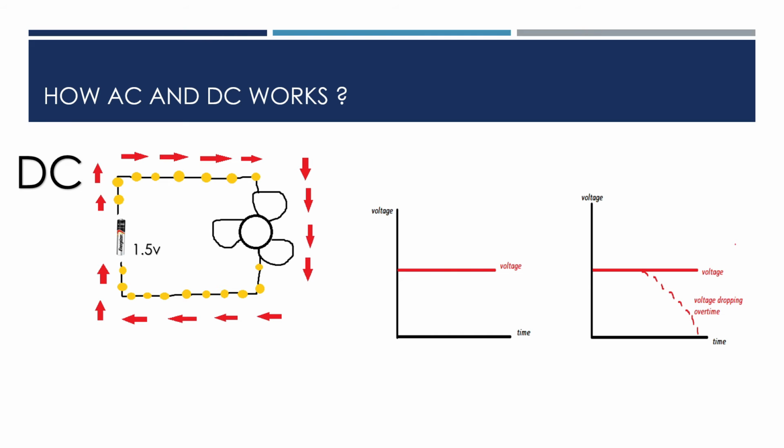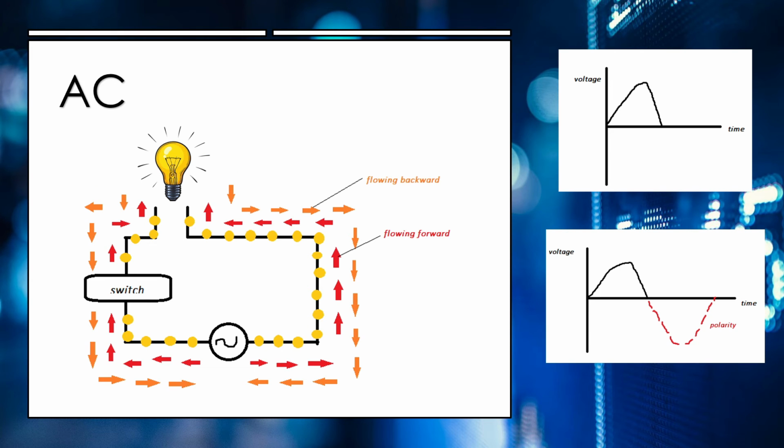Next is the AC circuit. In this case, we are going to use a light bulb. You will notice that the electrons flow back and forth. Let's use the graph, where the vertical axis is voltage and the horizontal axis is time. As you can see on the graph in the first photo, the current is flowing in one direction, and as voltage increases, the light bulb slowly gets brighter.